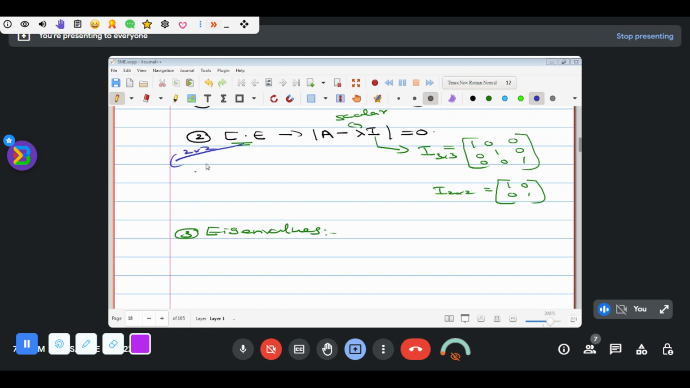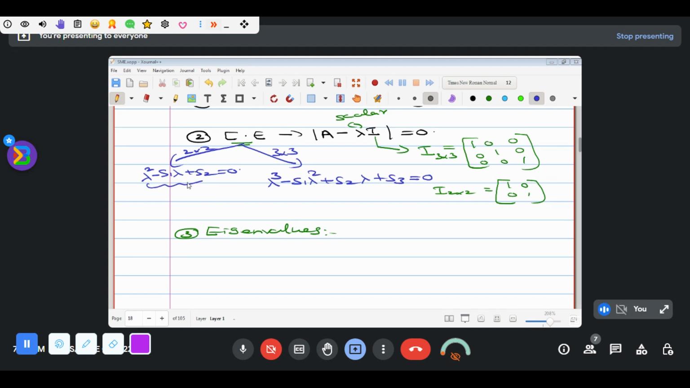For a 2 by 2 matrix, you get the result lambda square minus s1 lambda plus s2 equal to 0. This is a quadratic equation for a 2 by 2 matrix. For a 3 by 3 matrix, you get the cubic equation, lambda cube minus s1 into lambda square plus s2 into lambda minus s3 equal to 0. This is called a quadratic equation in a 2 by 2 matrix and a cubic equation in a 3 by 3 matrix.